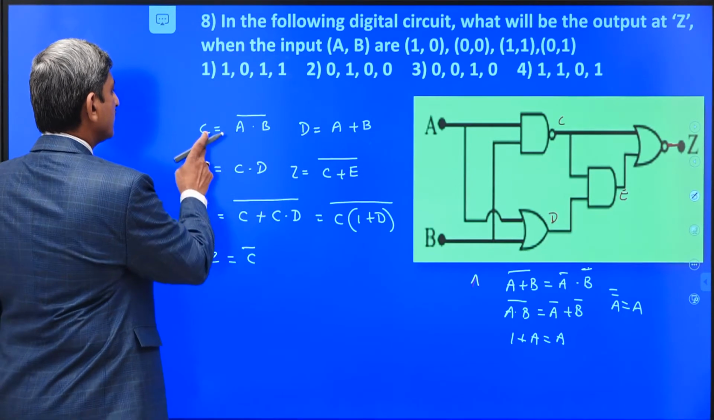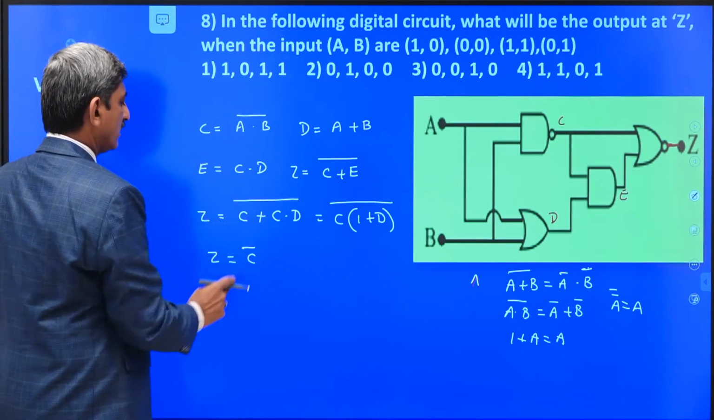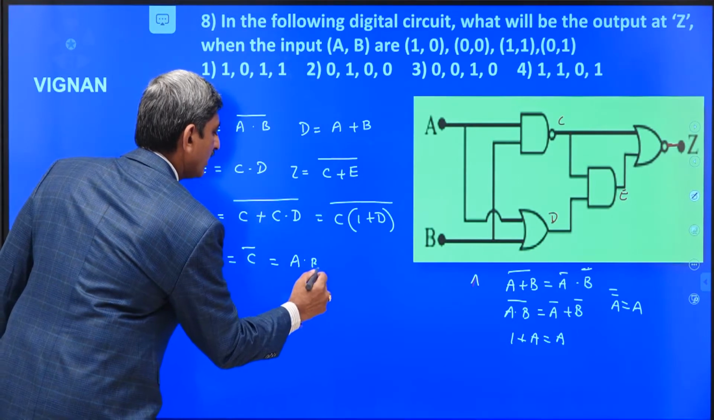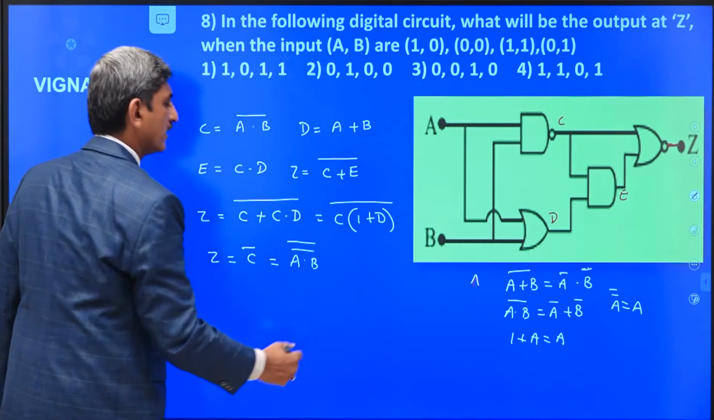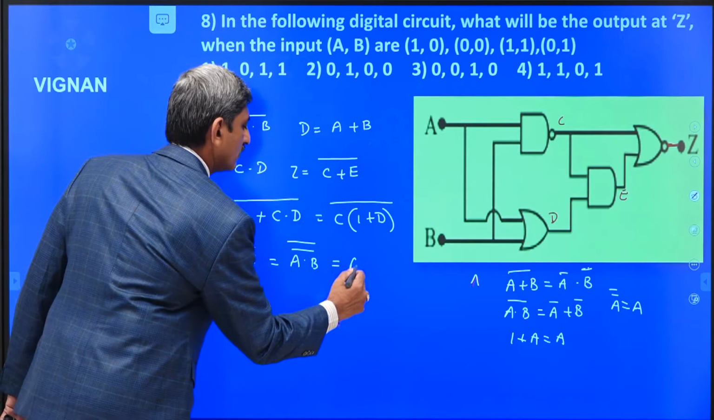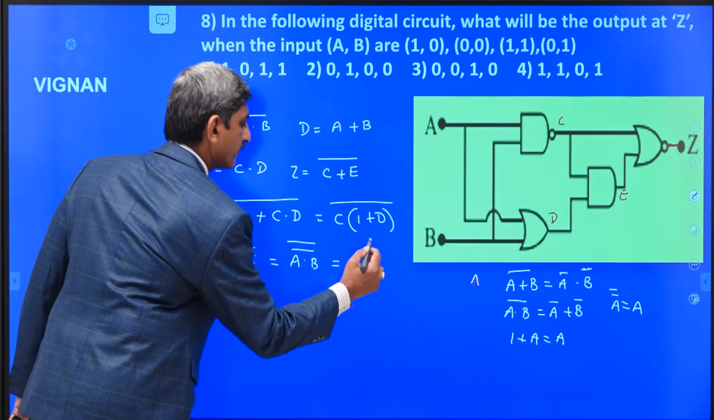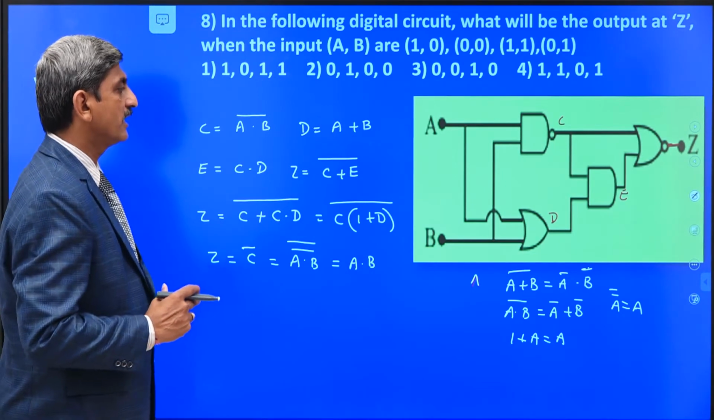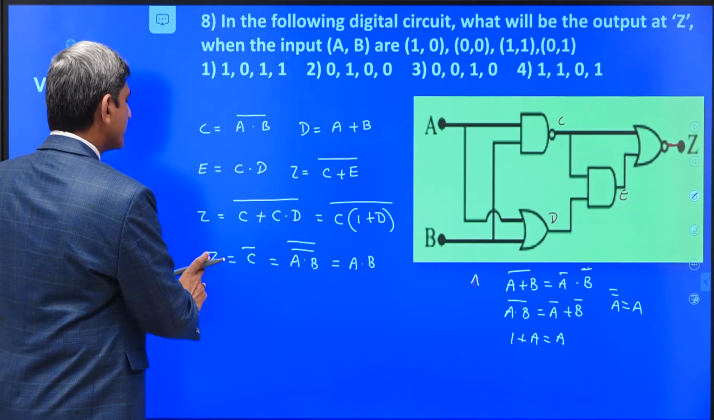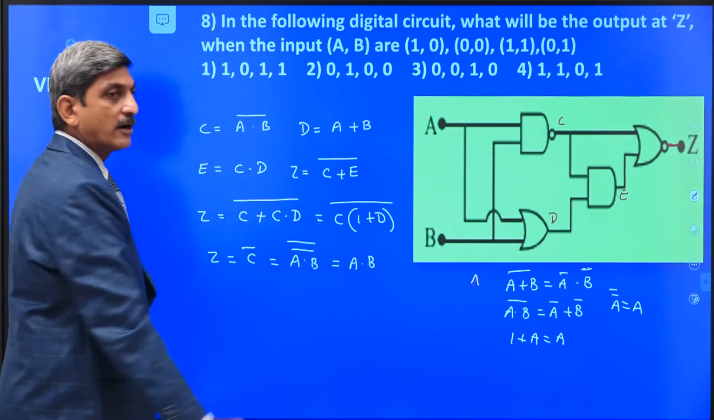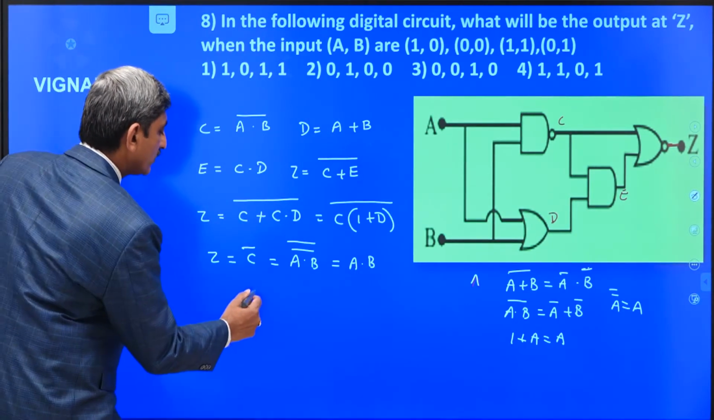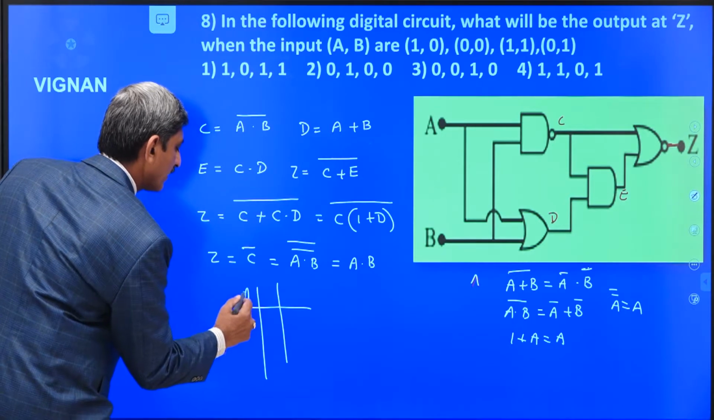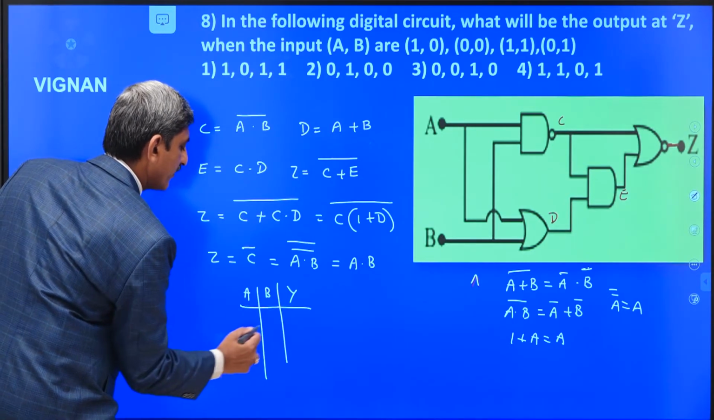We know that C is equal to A dot B bar, that's why C bar is equal to A dot B bar, whole bar, this is equal to A dot B. That's why if you see the logical expression of the output Z, it is Z is equal to A dot B. Already we know the truth table of the AND gate for different combinations.